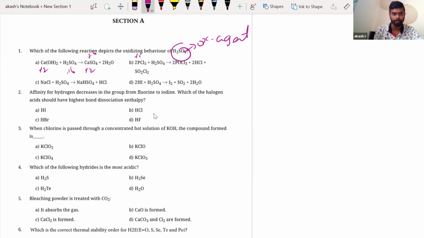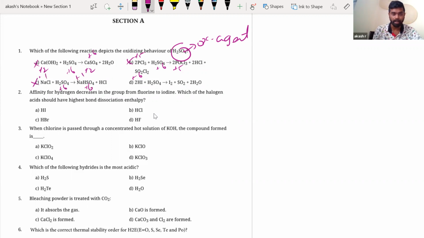Here the phosphorus is in +5 oxidation state, and here also phosphorus will be +5. Even sulfur in this case will be +6, and in this case also +6. So B also cannot be the answer, right? You need to have a change in oxidation states for oxidation or reduction to happen. Next, Na. Now look at this. Na is in +1 oxidation state, and Na is in +1 oxidation state. H2SO4, sulfur is in +6. In this case also, sulfur is in +6 oxidation state. So again, you see that nothing is changing. So this cannot be the answer.